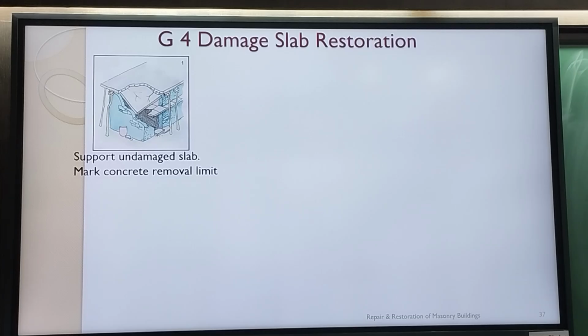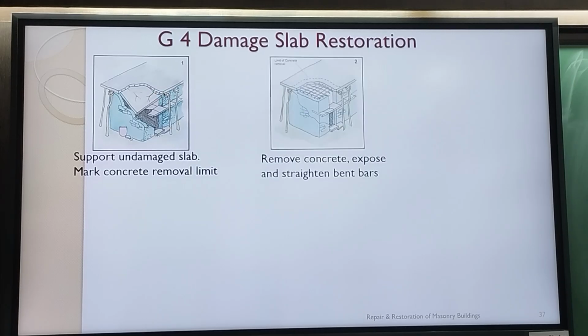Alright, so you need to support first of all the undamaged slab. Then you mark the concrete. You will have to remove the concrete. Alright. Concrete is removed. And the bars are exposed. We straighten up the bars. And we also show extra concrete to be removed. This is basically to have that development length. Alright.